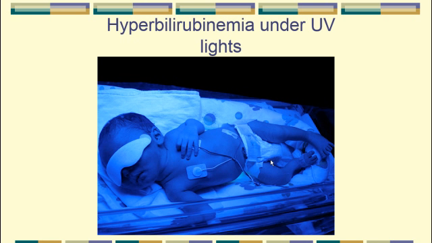Now this condition generally is pretty self-modifying, so within a week or two, but in the meantime, in order to prevent the bilirubin from reaching toxic levels where it can have really serious impact on the child, the UV lights actually can break down the bilirubin into a component that can be excreted by the kidneys.